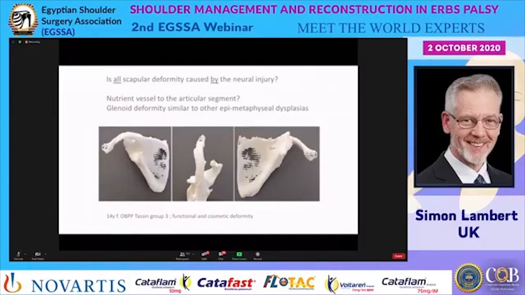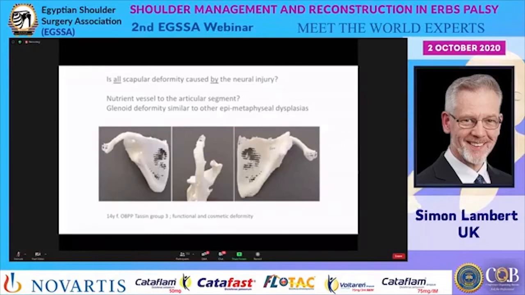And that's very interesting, because we all are taught that the deformities of Erbs palsy are due to and consequent upon the nerve palsy, the asymmetry of muscular activity. But this young woman's case illustrates another possibility, that actually the potential for those embryological elements to form is largely due to a nutritional, a vascular supply during intrauterine growth. And of course, what happens after birth to the parts of the shoulder blade which are potentially able to grow is determined by the asymmetry of muscular pull.